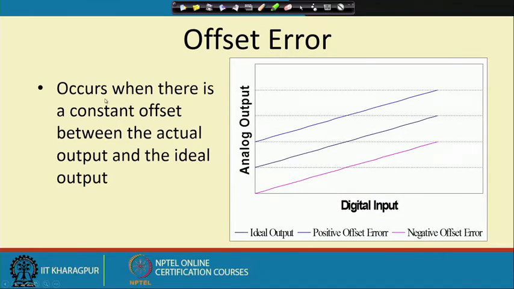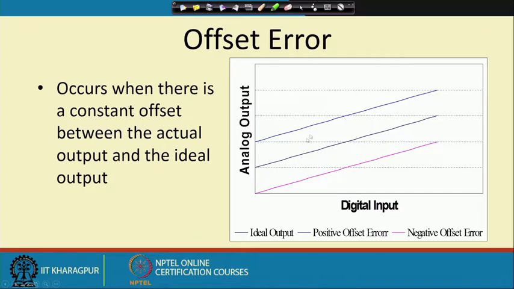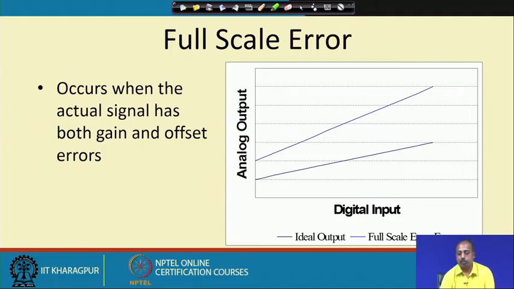Offset error occurs when there is a constant offset between the actual output and the ideal output. So, this is the ideal output and always there is an offset. This offset is fixed, whereas for gain error, the gain is not fixed, but for this offset error, this difference is fixed. It may be possible that for offset error we add some constant value, positive or negative, and that way the offset gets nullified. So, this occurs when there is a constant offset between the actual output and the ideal output. So, that is the offset error for the DAC. Again, we would like it to be reduced.